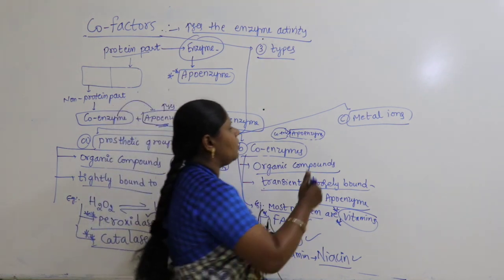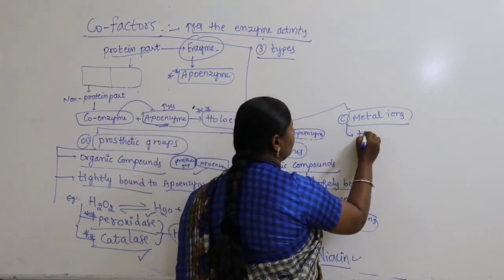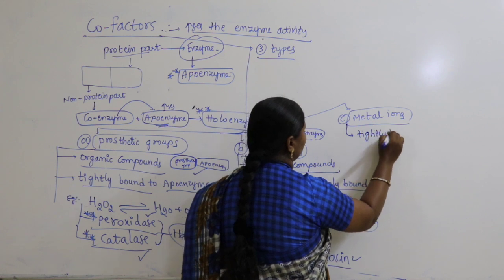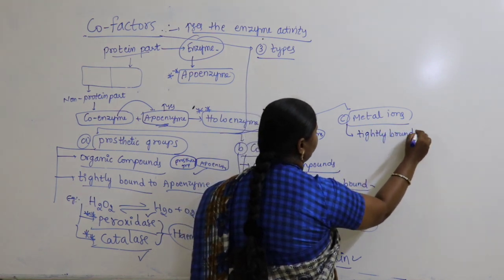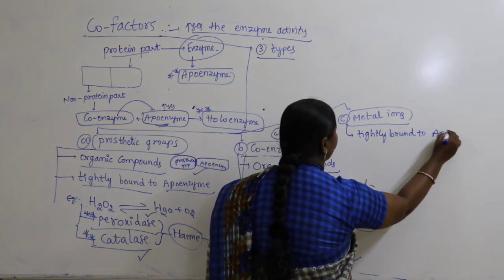Coming to metal ions. Metal ions are also very tightly bound to apoenzyme.